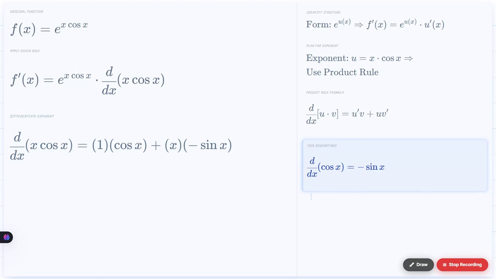We note that the derivative of cosine x is negative sine x. We do this to help us finish the exponent part. This is a math rule for trigonometry derivatives.